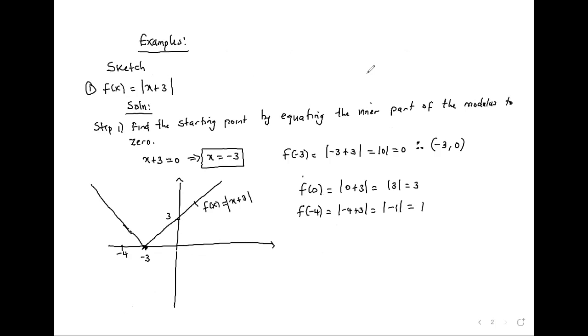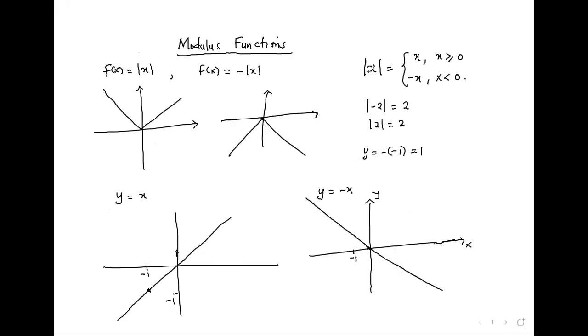This is just the same thing as what we do when sketching radical functions. After getting the starting point, we pick a number bigger than the starting point and a number less than it. So here I've used a number bigger than -3, which is 0, and a number less than -3, which is -4, so that I can know whether the lines are going up or going down. Remember, you always have two options, going up or going down.